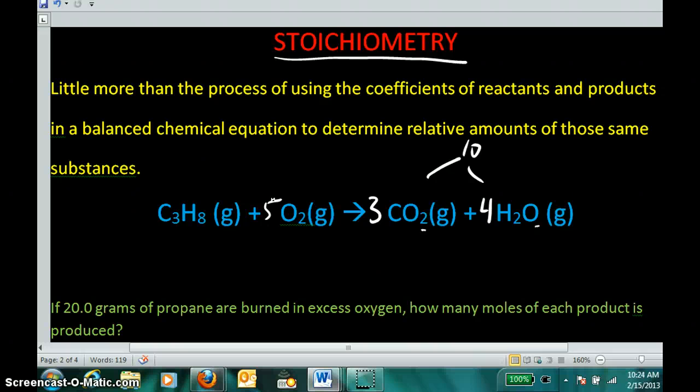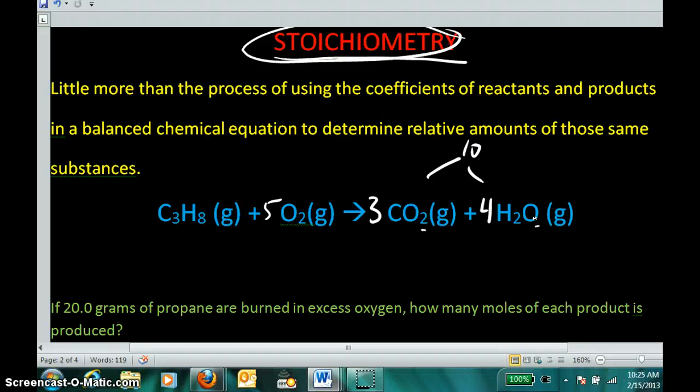Now, what this means, literally, and here's the stoichiometry part, is that 1 molecule of propane is going to require 5 molecules of oxygen for it to be completely combusted. And when we're done, we're actually going to end up with 7 molecules. 6 are going to become 7 because we're going to get 3 carbon dioxide molecules and 4 water molecules.